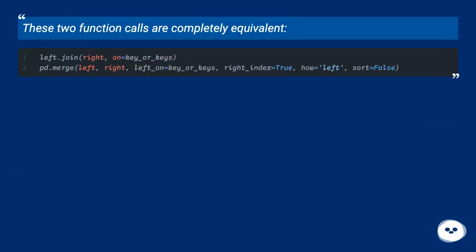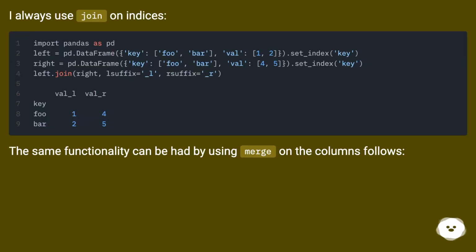These two function calls are completely equivalent. I always use join on indices. The same functionality can be had by using merge on the columns as follows.